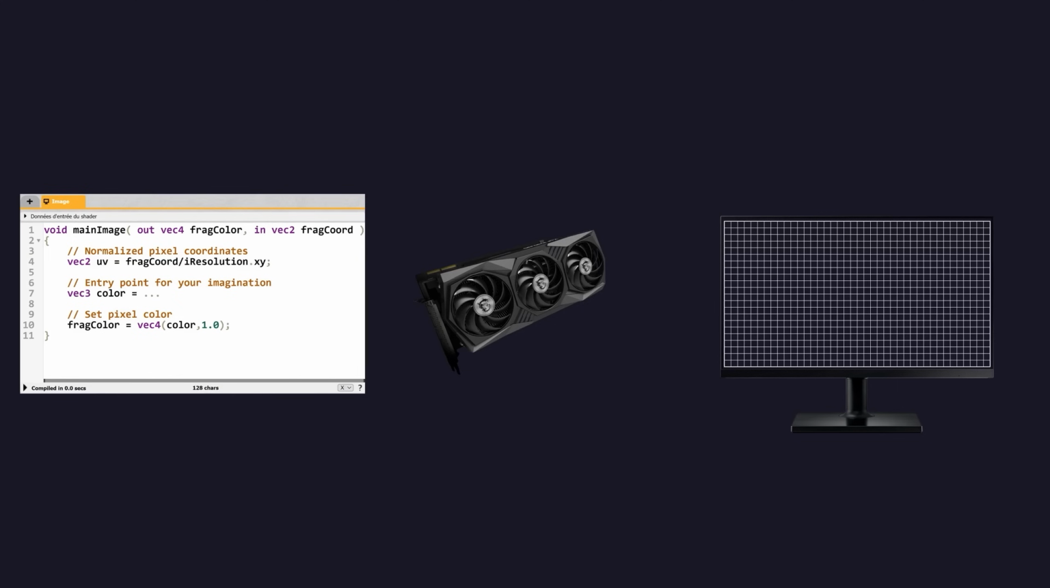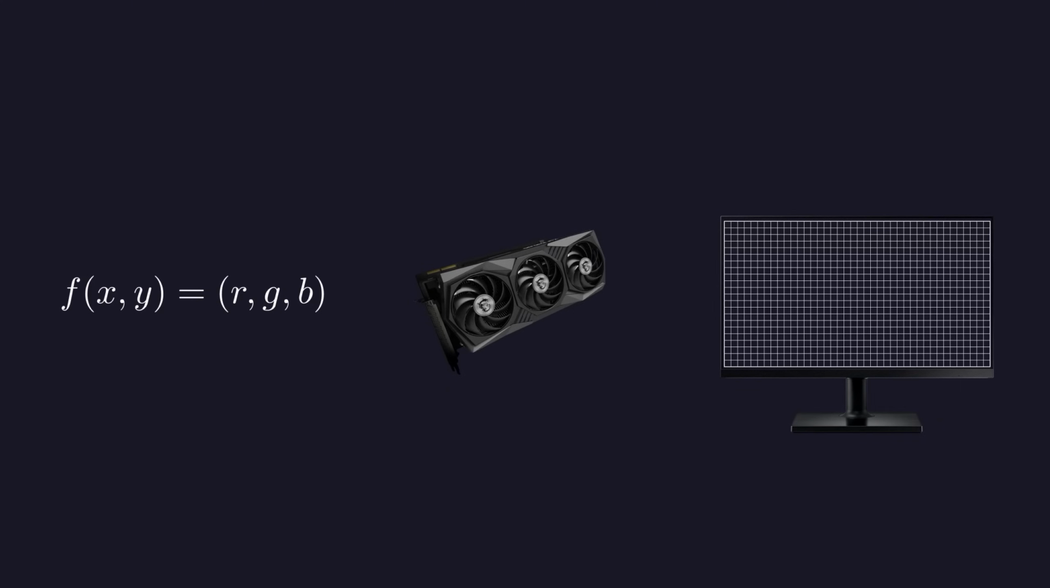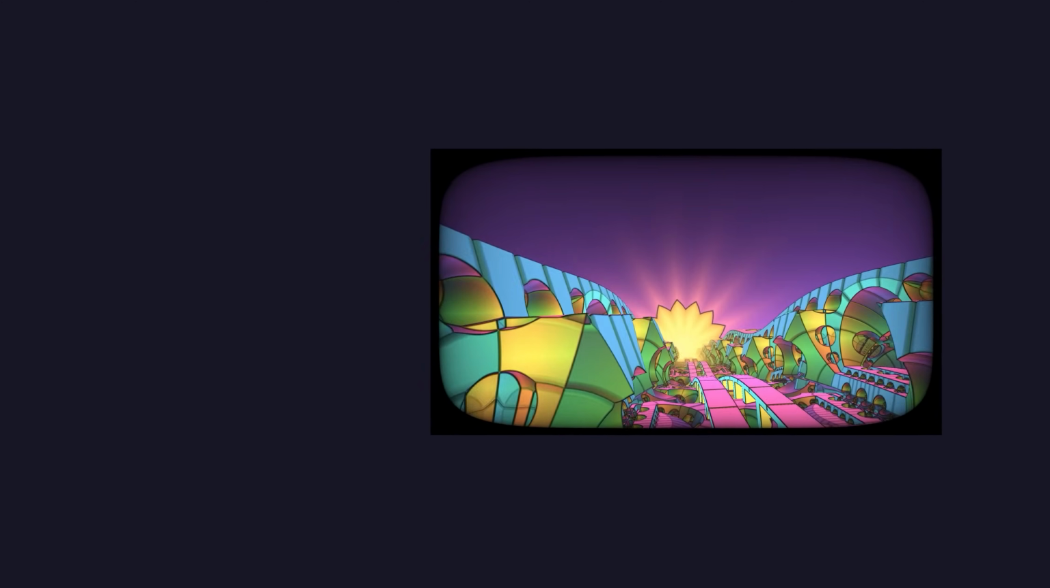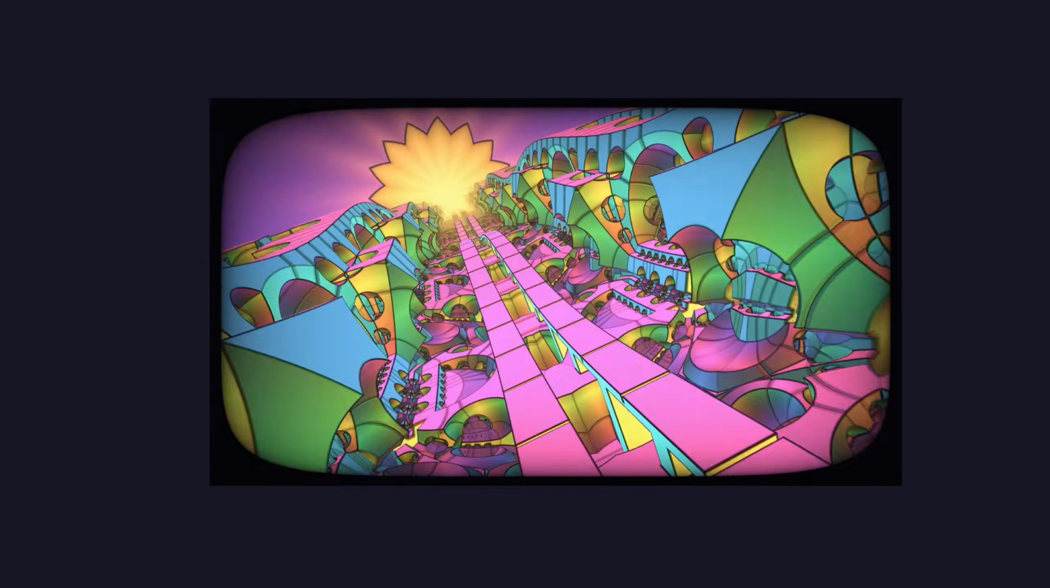It can be seen as a mathematical function that maps a 2D coordinate, the pixel's position represented as X and Y, to an output color which in computer graphics is represented by a red, green, and blue channel. This function is computed in parallel for every pixel on the screen, which means that shaders can perform millions of calculations per second to produce stunning real-time graphics.